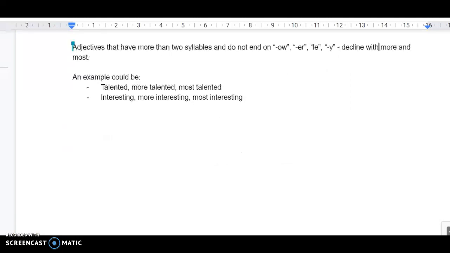Finally, adjectives that have more than two syllables and do not end in ow, er, le, or y decline with more and most. An example of it could be talented, more talented, or most talented. Interesting, more interesting, and most interesting.